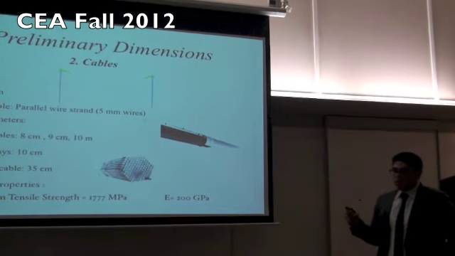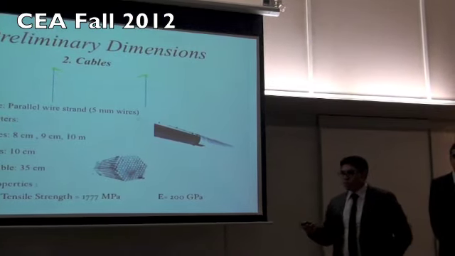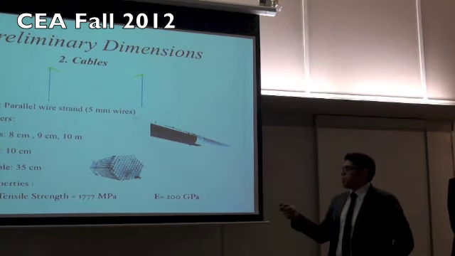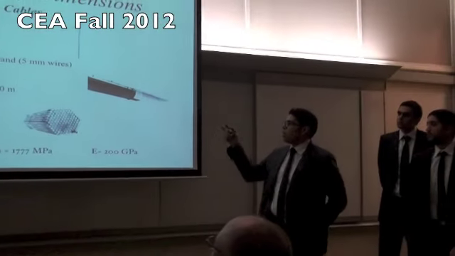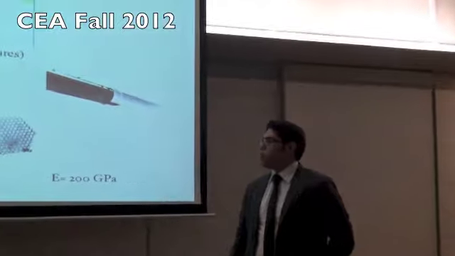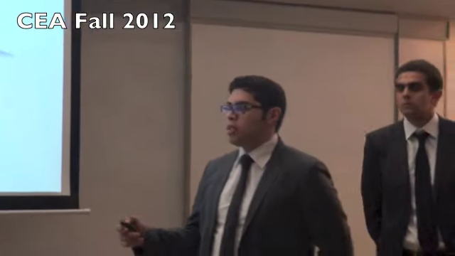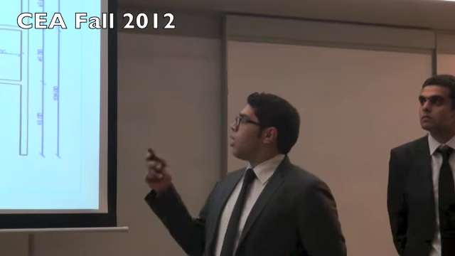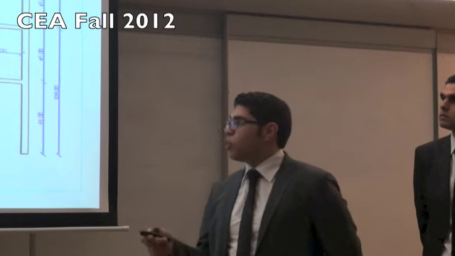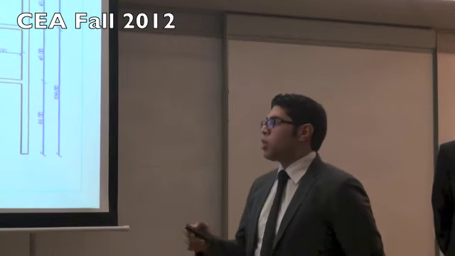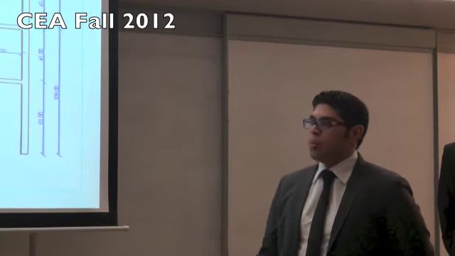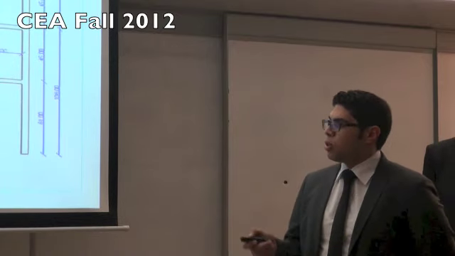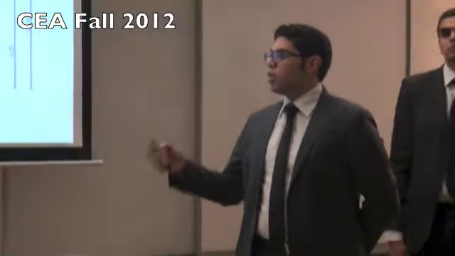Our type of cables is parallel wire strand cables. This type of cable is conventional for most cable-stayed bridges. The initial dimensions of the cables are 8 centimeters, 9 centimeters, and 10 centimeters for the steel cables, but our backstays are only 10 centimeters, and our anchor cable is 35 centimeters. These are the material properties, and for the pylon, the height above the deck surface is 90 meters, and the height below the deck surface is 106 meters. The cross section of the pylon is a 4x4 solid pylon. And we calculated the radius of gyration as well as the slenderness ratio for the pylon to ensure that our pylon falls behind the category of slender columns.